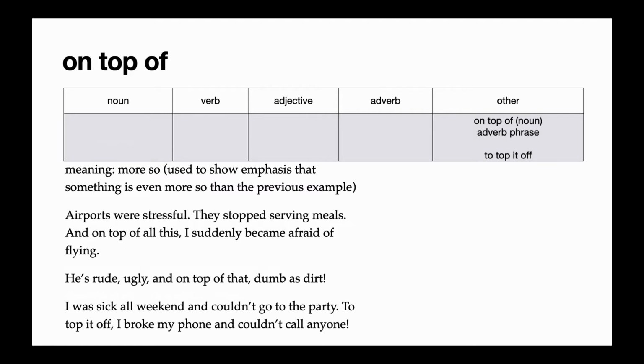I said airports were stressful, they stopped serving meals, and on top of all this, I suddenly became afraid of flying. In the next sentence, I also show a use of 3 examples. He's rude, ugly, and on top of that, dumb as dirt. Similarly, with the last example, I was sick all weekend and couldn't go to the party, and to top it off, I broke my phone and couldn't call anyone. And to top it off has a very similar meaning to on top of.